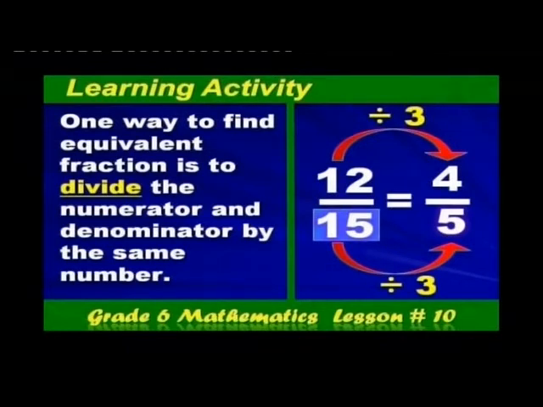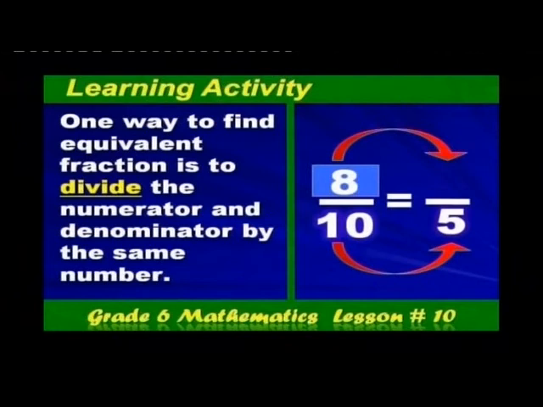So this was the fraction that you used in your previous lesson when you were multiplying in order to find your equivalent fraction. So this time I have changed the fraction around so that we use the other operation, which is division. 8/10 is given, equals part of the fraction not given over 5.